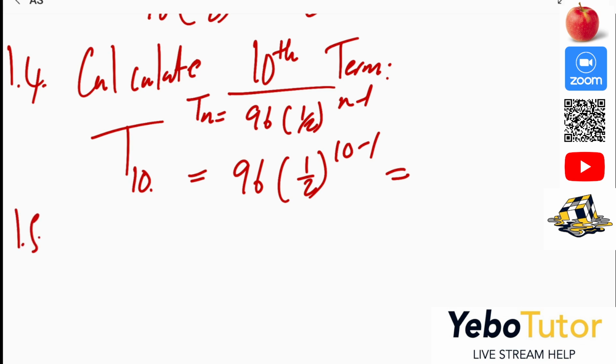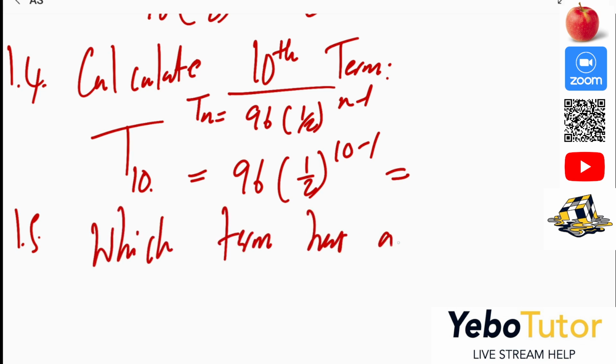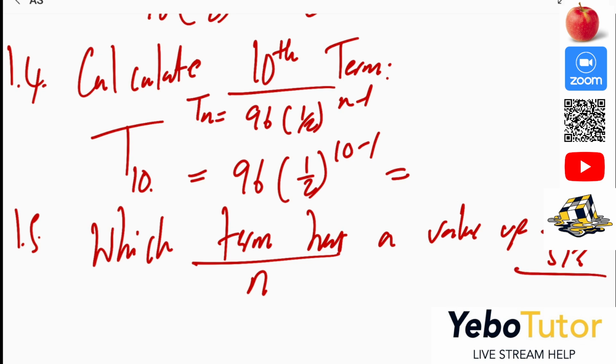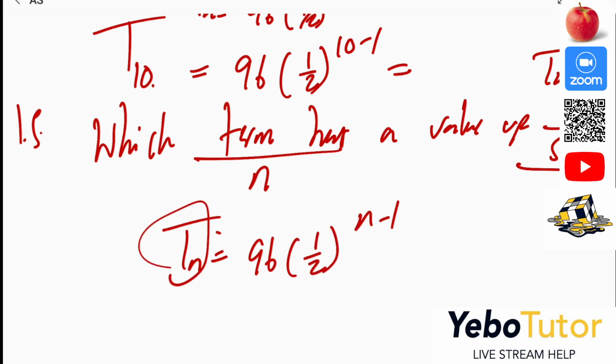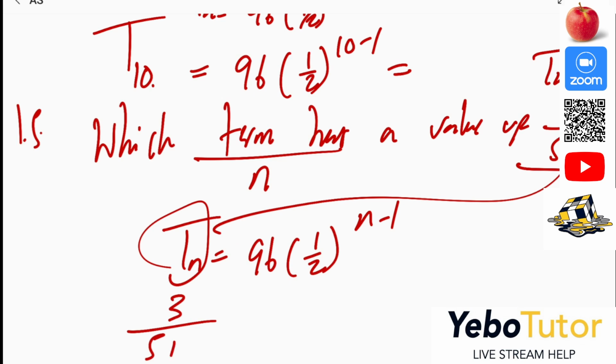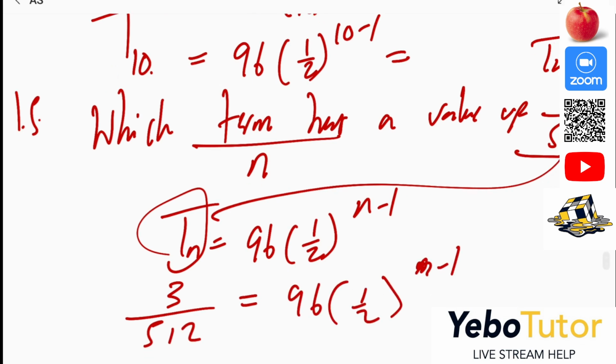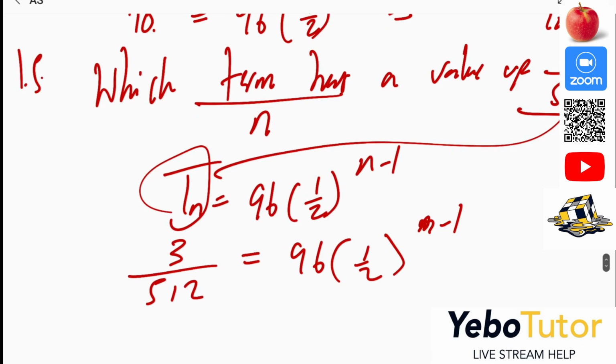1.5 question, perhaps they will say which term has a value of 3 over 512. Again, which term means you need to calculate n, which means you have already been given Tn. And what is your Tn? Your Tn is always equal to 96 multiplied by 1 over 2 to the power n minus 1. And your Tn is given as 3 over 512, so 3 over 512 is equal to 96 multiplied by 1 over 2 to the power n minus 1. Then after that, you solve for n and apply your skills of exponents. Now, that's your homework. Do it over there, then let me see what you get. Then we can discuss it further. Thank you.